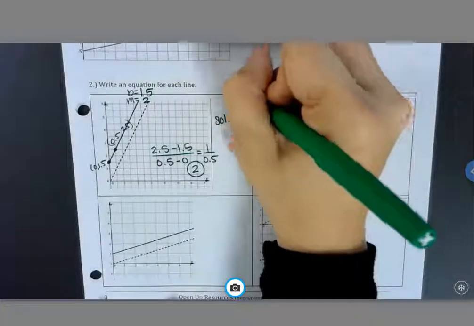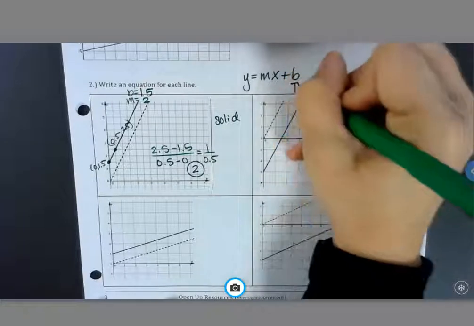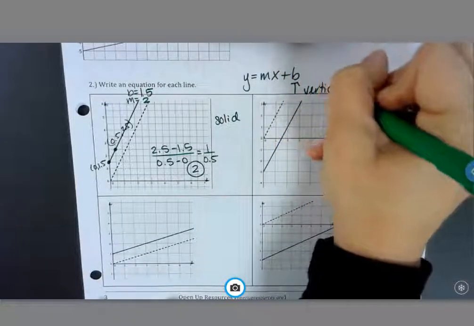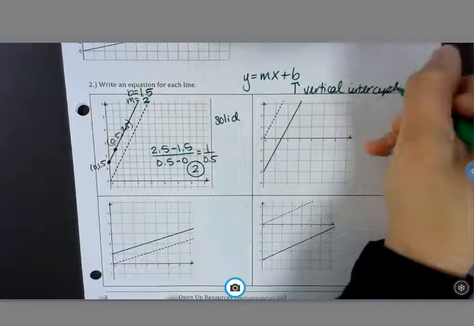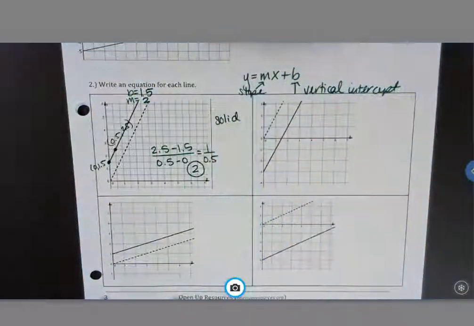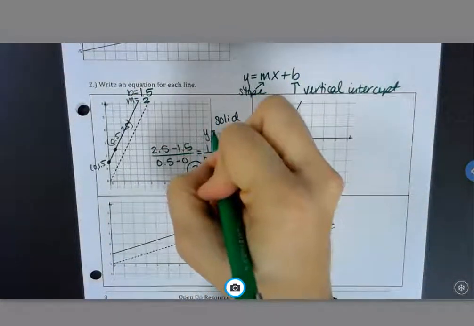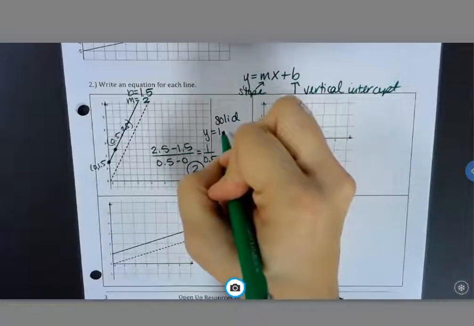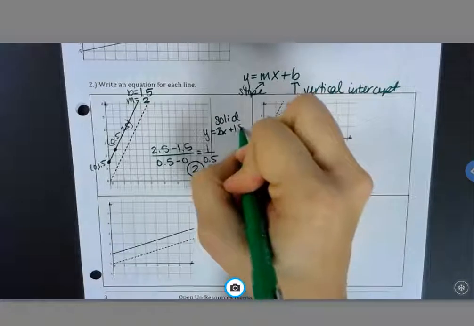Remember, we write equations in y equals mx plus b, where b is our vertical intercept and m is our slope. So the equation for the solid line is going to be y equals 2x plus 1.5.